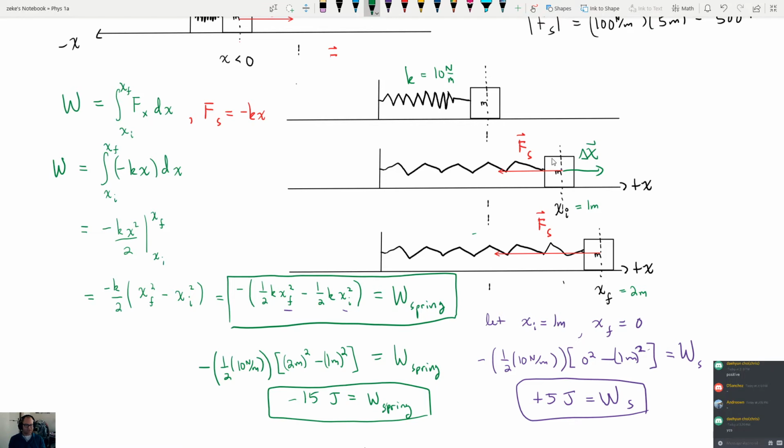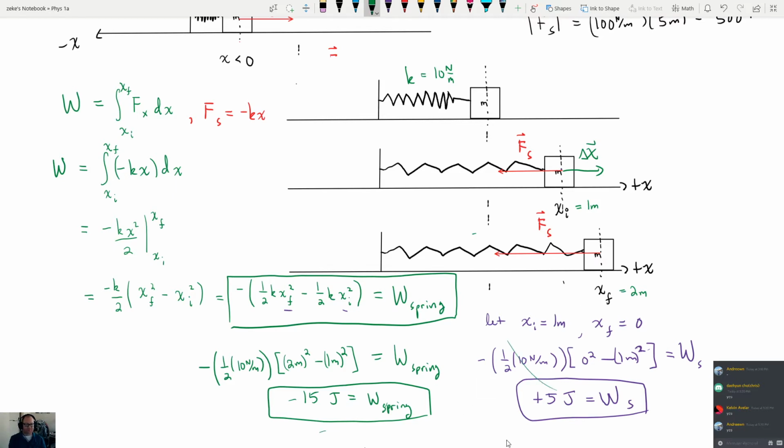Is it reasonable that if the spring force is left and the displacement is right, the work done is negative? Is that reasonable? Yeah, because the angle between them is 180 degrees, right? And again, it's all about the direction of the force relative to the displacement. When they're in the same direction, you get positive work. When they're in opposite directions, you get negative work.